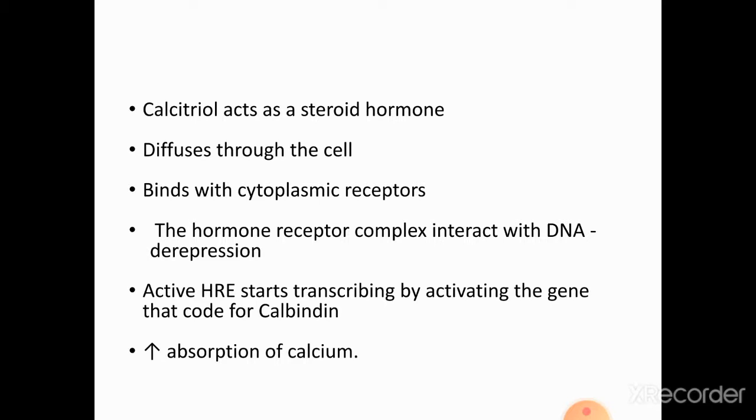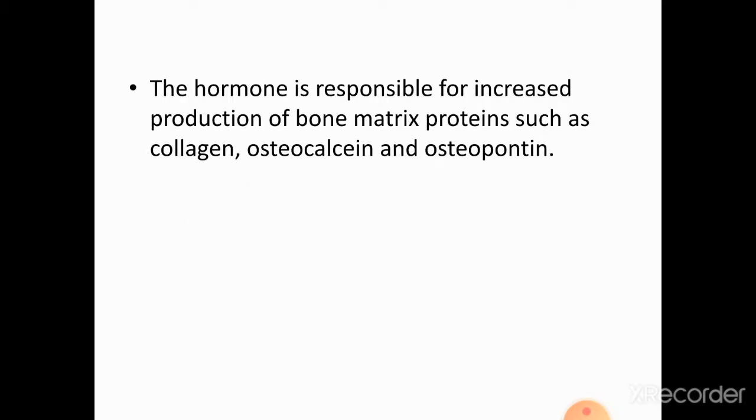So calcitriol acts as a steroid hormone and it gets attached to the receptor proteins and it causes de-repression of the DNA and it leads to the synthesis of calbindin protein, and calbindin is a carrier protein which increases the absorption of calcium from the intestine. The vitamin D hormone is also responsible for increased production of bone matrix such as collagen, osteocalcin and osteopontin.